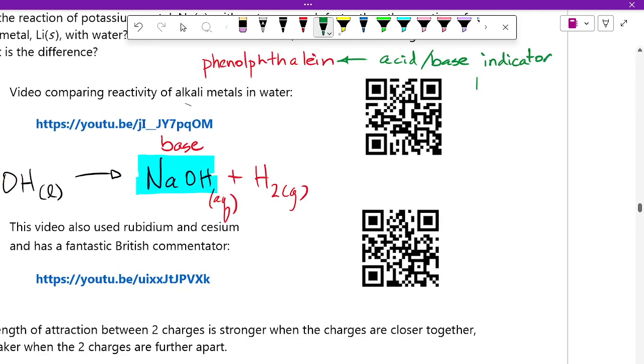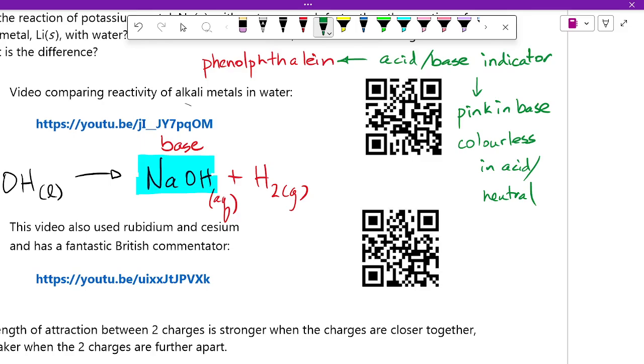And it turns pink in base. And it is colorless in acid, or neutral. Okay, so you saw that as the reaction went on, you got a pink color because that guy had placed some phenolphthalein into the beakers.